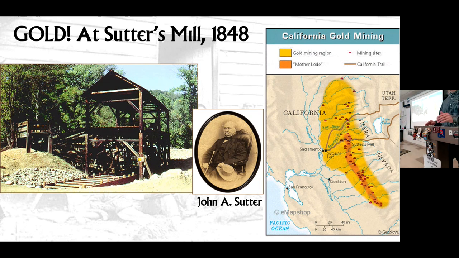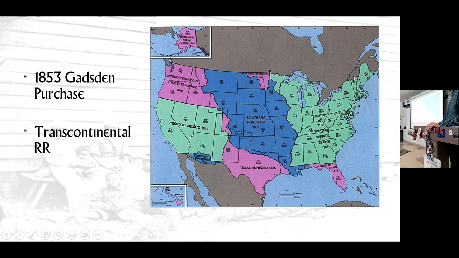By the way, what was that proviso to the amendment? That's a spending amendment to say no slavery in the Mexican Cession. What was that called again? Wilmot. Yeah, that's Wilmot.